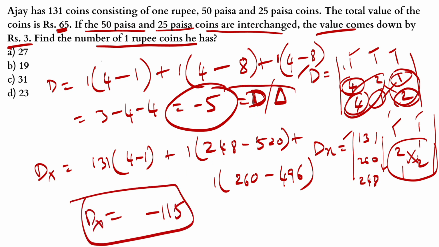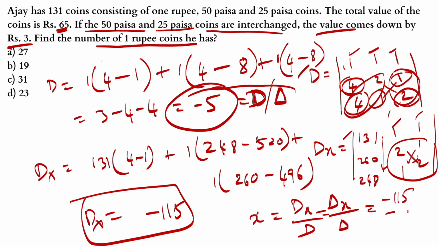Remember the formula. To calculate x, what is the formula? Det of x by det, right? What is det of x? Det of x is minus 115. What is the value of det? Det is minus 5. So cancel this, we'll get 23 as the answer.